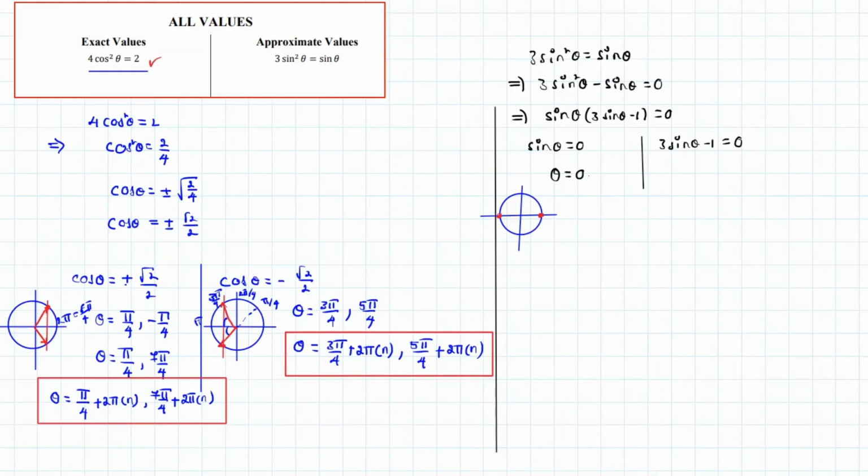Now let's solve this equation, 3 sine theta minus 1 equal to 0. So adding 1 on each side, you will get 3 sine theta equal to 1, and dividing both sides by 3, you will get sine theta equal to 1/3. But 1/3 is not an exact value, we have to use a calculator. So doing the inverse function on each side, theta equal to sine inverse 1/3. Okay, so now use the calculator and find the value.